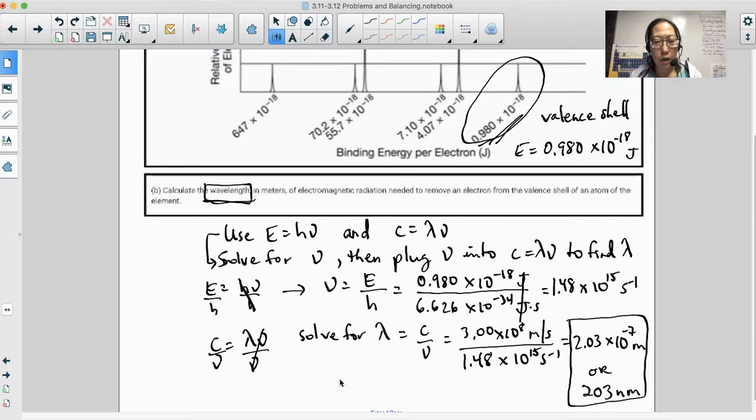Just as a reminder, 1 times 10 to the 9 nanometers is equal to 1 meter, and you should memorize this because it is not on your equation sheet. These other equations are, but you need to memorize some conversions. I would write this on your equation sheet if you can.